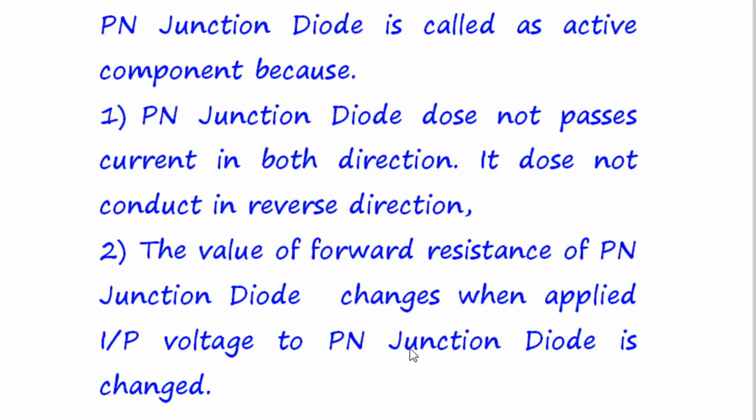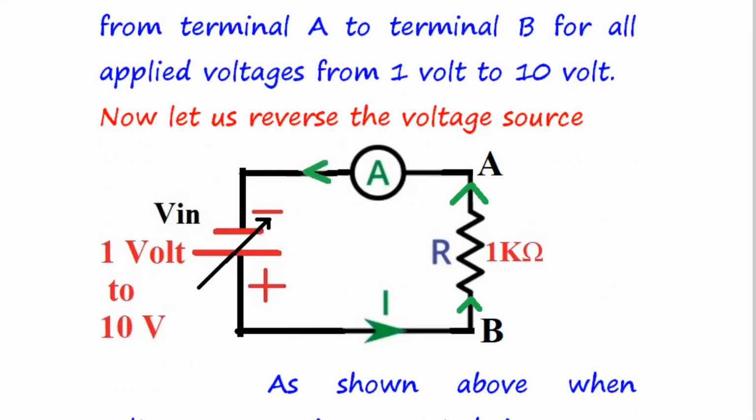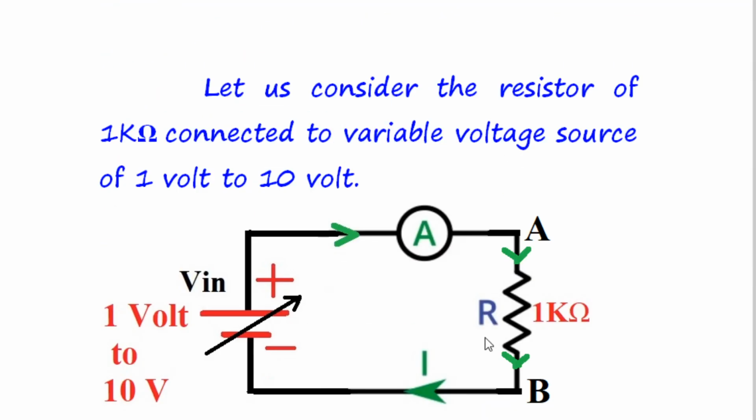And that is the important factor, because in case of a resistor, you apply any voltage to the resistor, 1 volt, 2 volt, 3 volt, 4 volt, 5 volt, 10 volt, the value of resistor R remains 1 kilo ohm only.